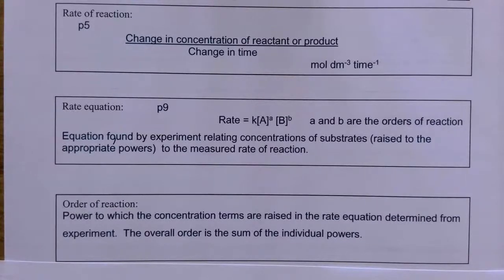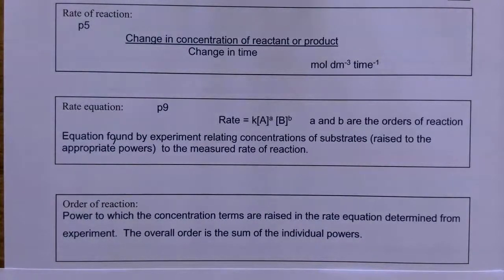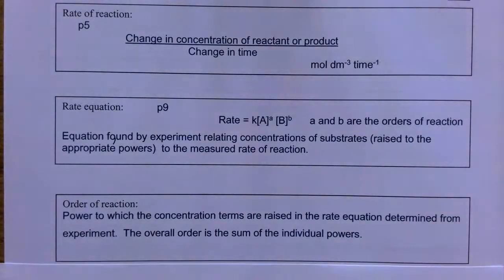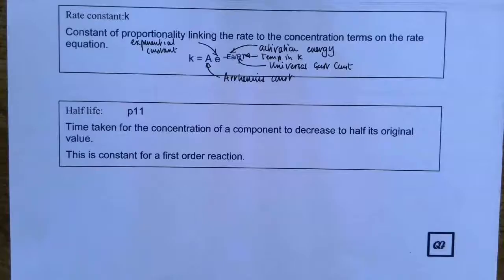The order of a reaction is the powers to which those concentration terms are raised. So little a and little b in the rate equation example are our orders of reaction. The overall order is the sum of the individual powers, so the overall order of reaction for the equation would be little a plus little b. The rate constant K is that constant of proportionality, linking the rate to the concentration. We're going to look at this in a lot more detail in Kinetics 2, when we're going to be looking at the Arrhenius equation and how that relates to the rate of the reaction.